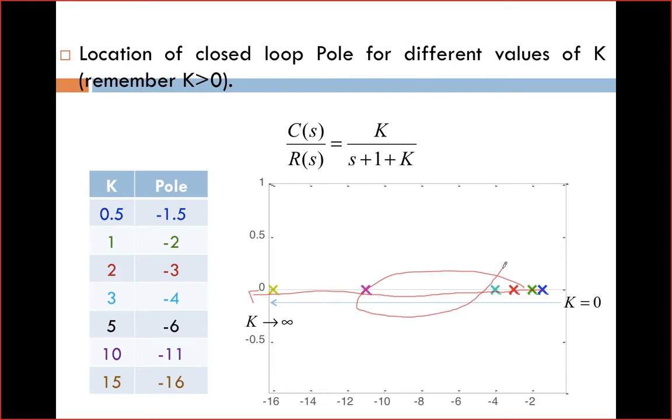You can determine infinite number of roots so that the system is stable or unstable. That is the advantage of root locus.